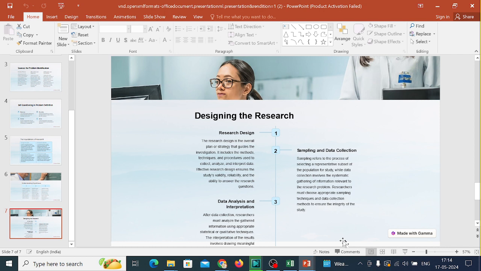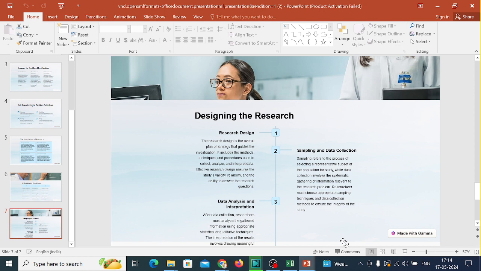Because research means evidence based. Research means you need to give proper evidence. If you only have the theoretical part, it is not acceptable. Side by side, you need to give data also. Then only they will accept your research work.